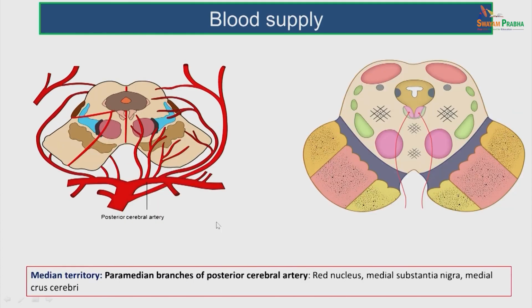Here we can appreciate that it is divided into the median territory, that is the paramedian region, which is supplied by the paramedian branches of the posterior cerebral artery. The structures present here are the red nucleus, the medial part of the substantia nigra and the medial part of the crus cerebri. Knowing which area this is and what structures are present helps us to locate the lesion if any patient comes with a history of involvement of these structures. This is the area affected if this artery is damaged.